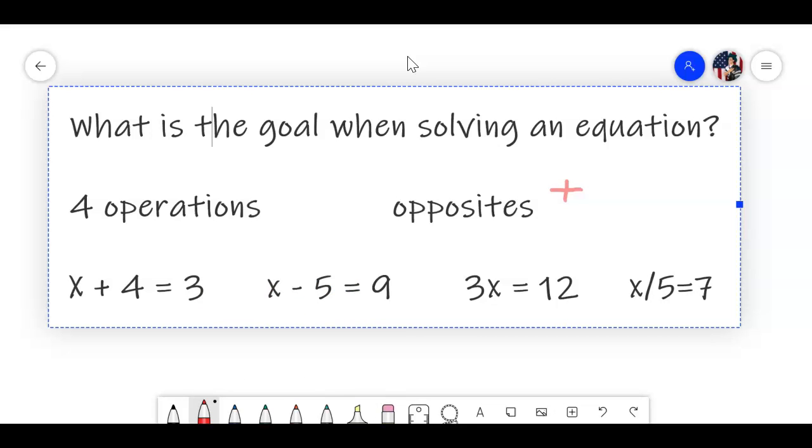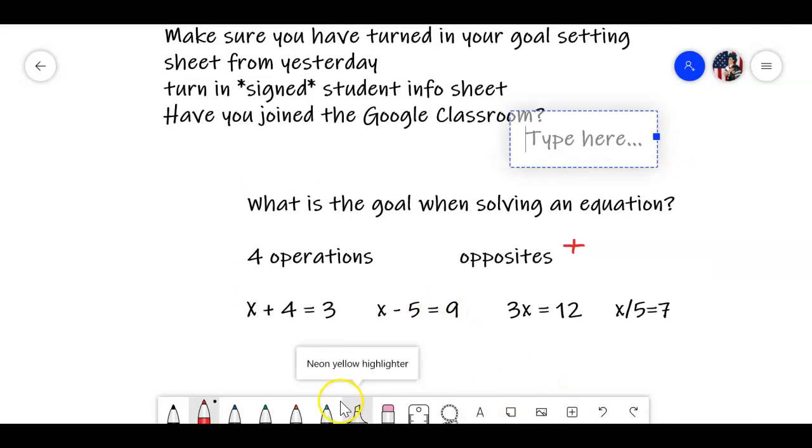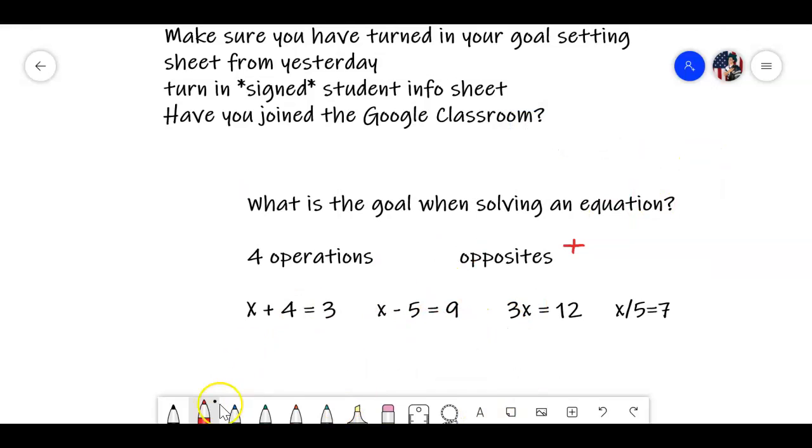Let's see if I can write on this. Okay, so addition. Here, hold on one second. This is a new program for me. Okay, there we go.